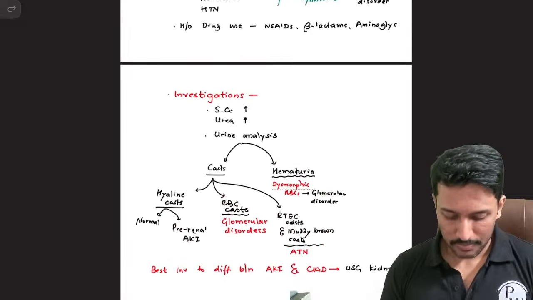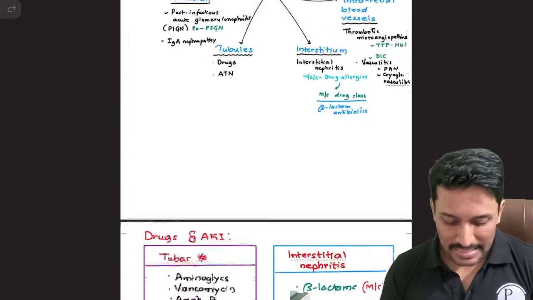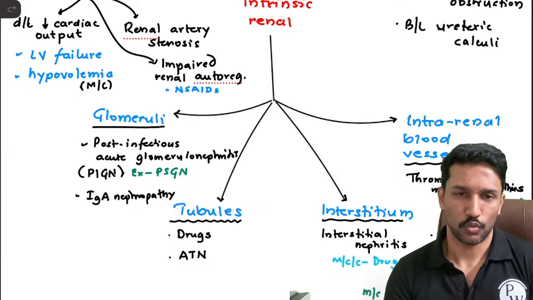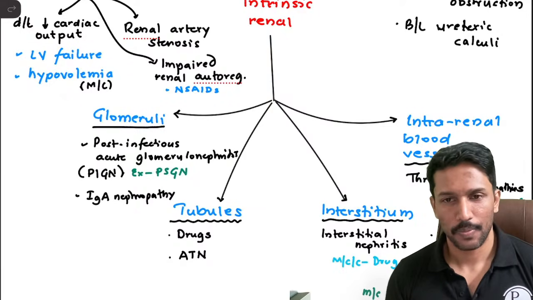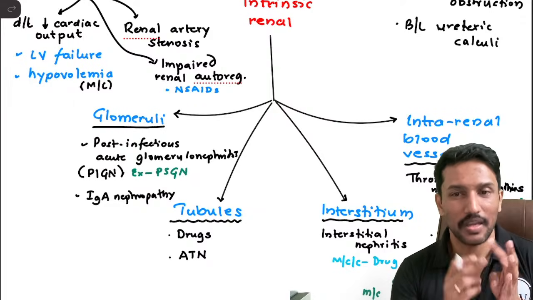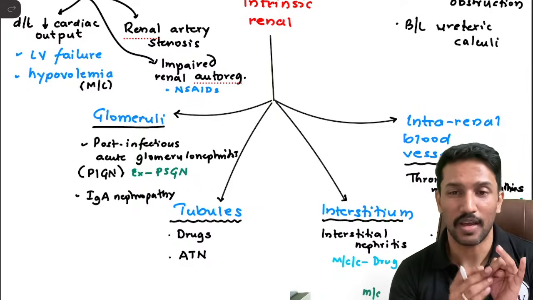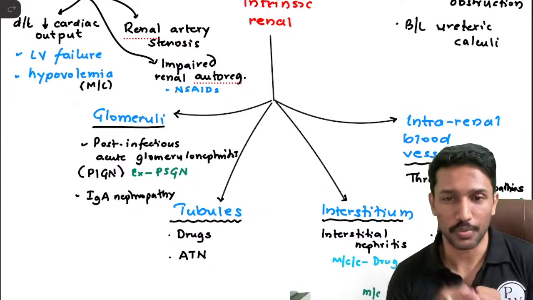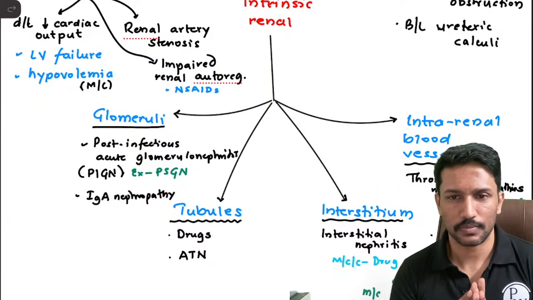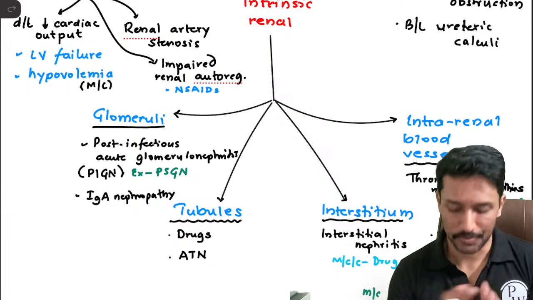Now comes the main part. The intrinsic renal causes that we discussed. Glomerular disorders are easy to diagnose. They present with classical history. They will have these classical features of glomerular injury, that is hematuria with dysmorphic RBCs, presence of RBC cast and nephritic syndrome presentation, periorbital edema, hypertension, all those, right? So it's not a challenge.